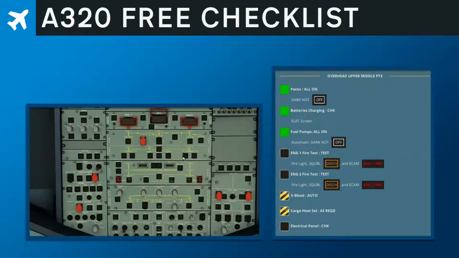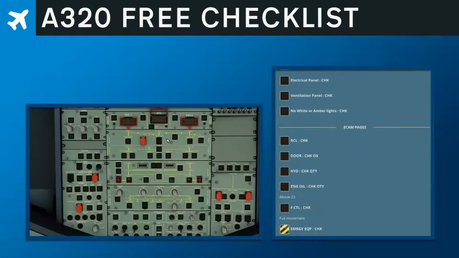And now we'll do a fire check on both engines. So fire check engine 1 first. Fire check engine 2. Okay, so now we just scan the electrical panel just to make sure that's okay. Scan the ventilation panel, and basically no white lights. But we do have a couple of faults at the moment, but that's because some things are still coming alive.